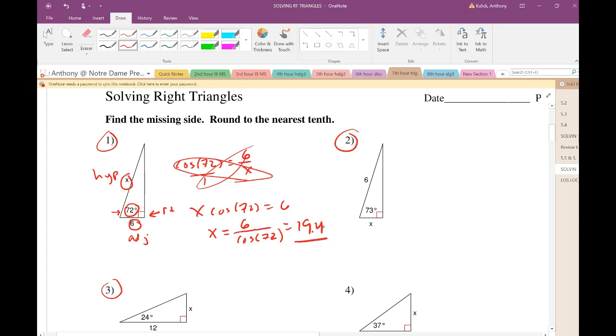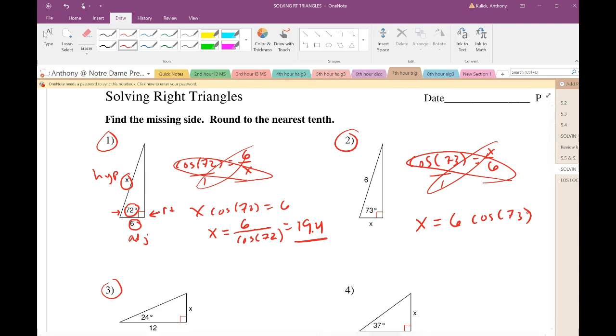Everybody good there? Hopefully these are feeling easy. Which trig function would I want to use here? Still cosine, right? It's the exact same setup. And I'd write what over what? X over 6. So again, treat it like a fraction, cross multiply, and I type this into my calculator. I get 1.75.